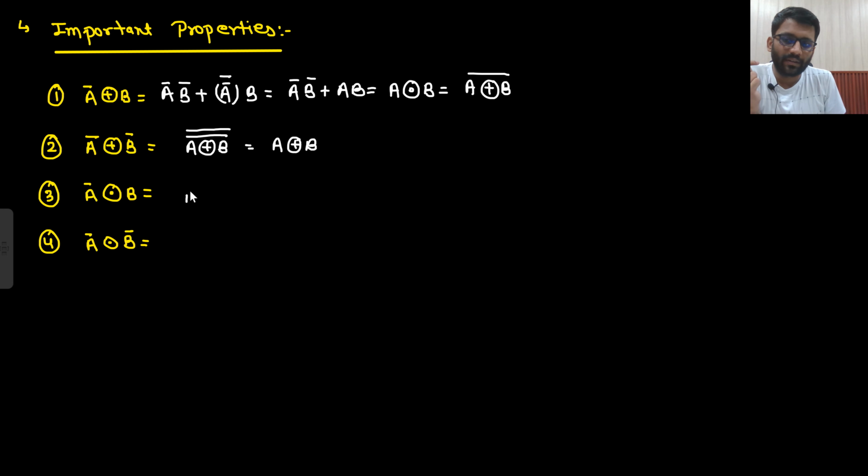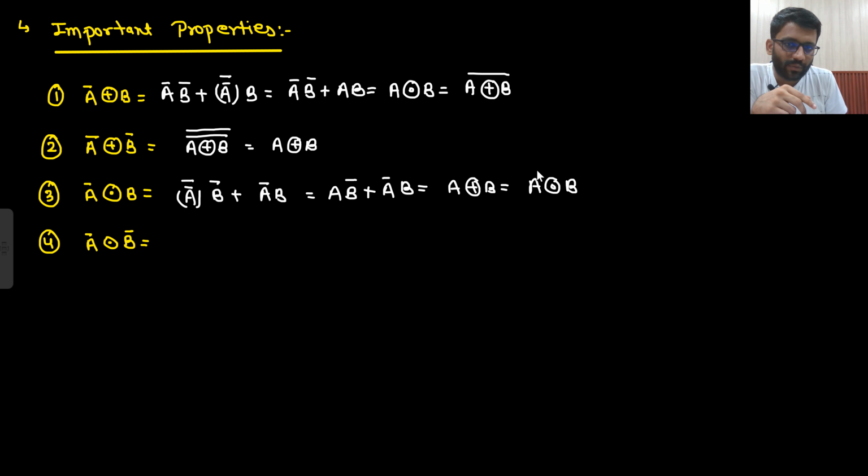Bar of the first one, and then bar of the second one plus both as it is. A bar B bar plus AB, bar of the first one and then both as it is. So AB bar plus A bar B can be replaced with A XOR B, or I can write A XNOR B bar. So there was a bar and then a whole bar is there. One bar will be taken as whole bar.